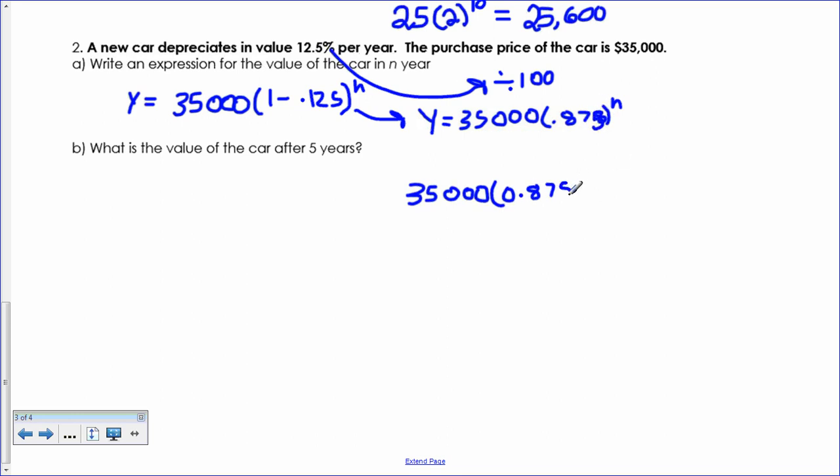Sorry about that. You're going to plug in a 5 right there for n, because they gave you the time that has passed. So you would get 0.875 raised to the 5, and that equals 17,951.81. Okay, so that's what you would do for that one.